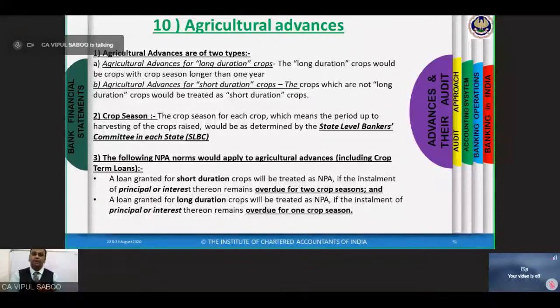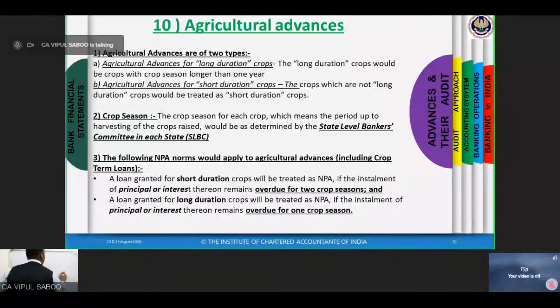Since agriculture is region specific, the central government, the RBI, has left it to the discretion of the state. The crop season for each crop, which means the period from sowing up to harvesting, is determined by a committee formed by the state, known as the State Level Bankers Committee, SLBC, in each state. Each state decides the crop season for the crops sown in its jurisdiction as per the climatic and weather conditions. So what are the NPA norms for agricultural advances, including crop term loans? Agricultural advances are KCC, Kisan Credit Card, and crop term loans.